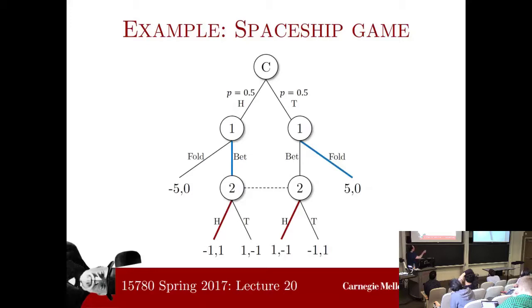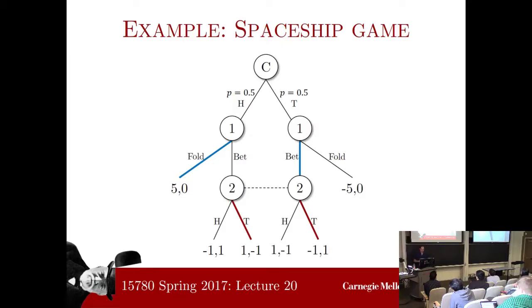In this game, we know that player 1 folds here and bets here, and then player 2 can play heads. However, if I change the payoffs, not in the way Matthew was suggesting, but just by flipping this -5 and this 5, then I've reversed the situation. And now, of course, in these nodes player 2 wants to play tails, right? So now we have the opposite reasoning.